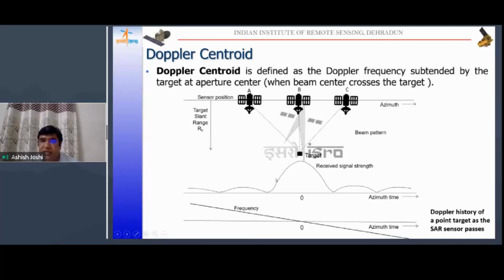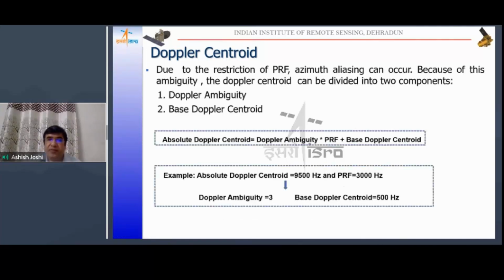So this is the Doppler frequency curve, and here we can see this part is positive and this part is negative frequency. It is increasing from here, becomes positive, then zero, and then negative. The frequency it has at the aperture center is called the Doppler centroid. Basically, due to the limitation of the PRF, we have two terms in the Doppler centroid: one is called the Doppler ambiguity and one is called the base band centroid.